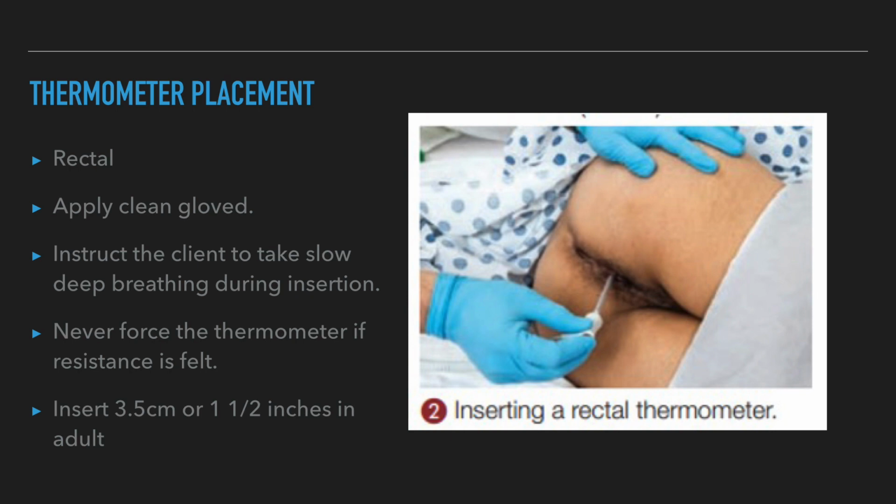Do not force. Rationale: deep, slow breath allows the client to relax the external sphincter. Insertion depth allows adequate exposure of the probe to blood vessels in the rectal wall. Hold the probe in place until the machine emits a beep. Obtain reading. Rationale: holding the thermometer prevents rectal damage or perforation caused by the client moving with the thermometer in place.